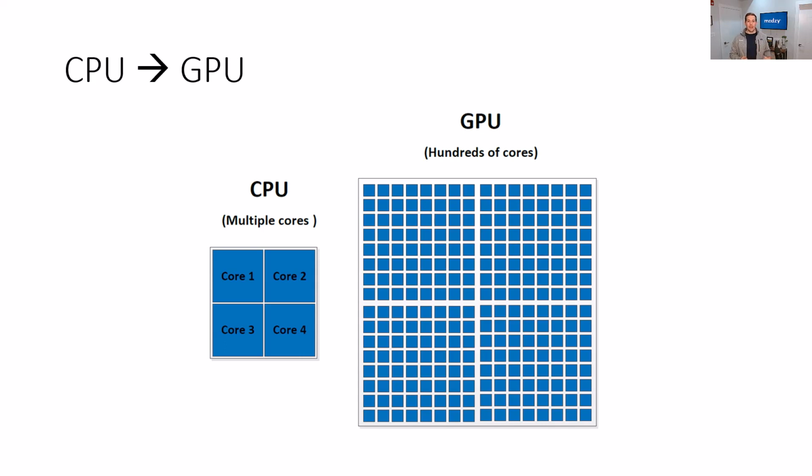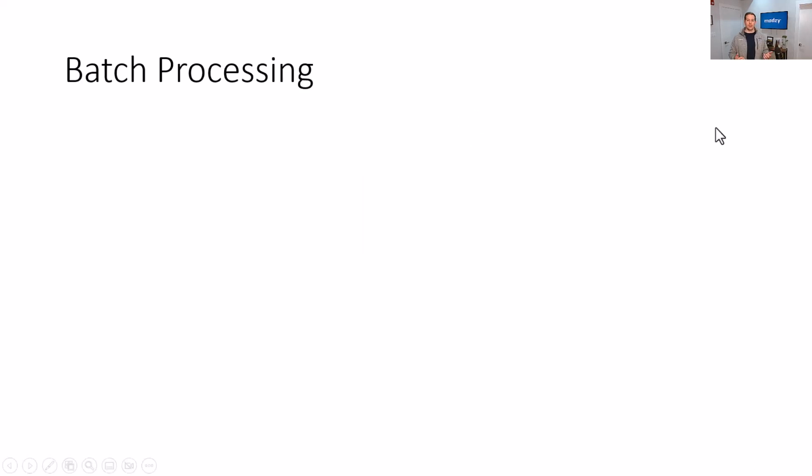But like any decision you make, there are trade-offs that come with this one. For one, GPUs are expensive to acquire and also to run. And they also, in some cases, require extra software in order to be able to take advantage of that GPU. Okay, so another technique that we'll explore today is batch processing.